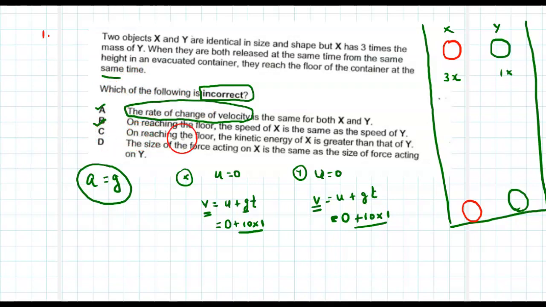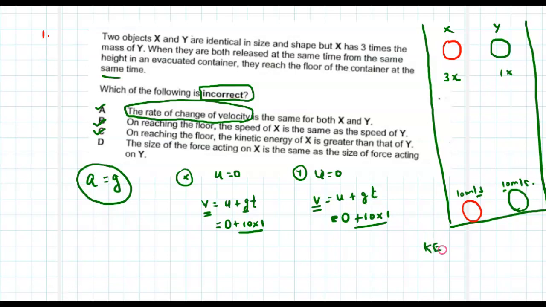Third option: on reaching the floor, the kinetic energy of x is greater than that of y. Immediately students will select this because the speed is the same. For example, 10 meters per second when it hits, here also 10 meters per second. So the speed of both objects is the same. So the kinetic energy will not be greater or less, it will be the same, right? Immediately students will select this as the wrong option, but this is the right option because the speed is the same for both objects. But what about the mass?